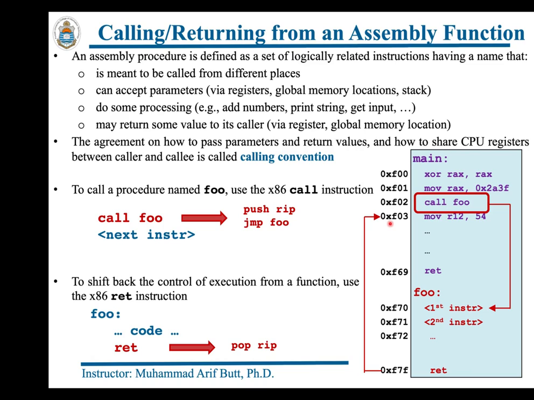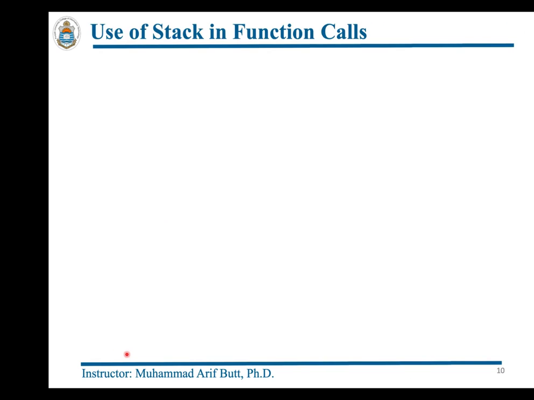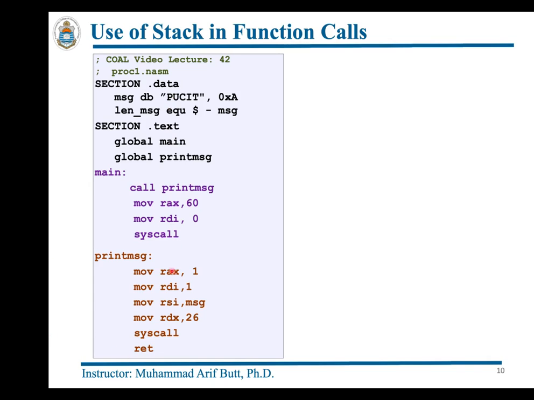Okay, so after having a general idea about the working of this call and this ret instruction, let's see a complete example program. In this illustration, I will try to describe how the return address is pushed on the stack by the call instruction and how it is retrieved or popped by the ret instruction. So here is the code of a program named proc1.nasm having two functions, main and print msg, with main function as the caller and print msg as the callee.